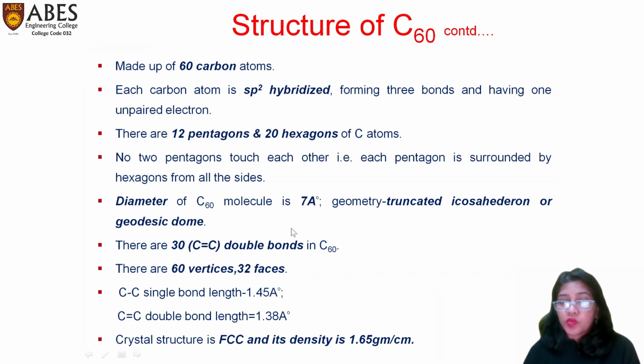The diameter of the C60 molecule is 7 angstrom. It also has the geometry of a truncated icosahedron or geodesic dome. The number of carbon-carbon double bonds present in C60 is 30. C60 has 60 vertices and 32 faces. The carbon-carbon single bond has a bond length of 1.45 angstrom, and the carbon-carbon double bond has a bond length of 1.38 angstrom. Fullerene has a density of 1.65 gram per centimeter cube.